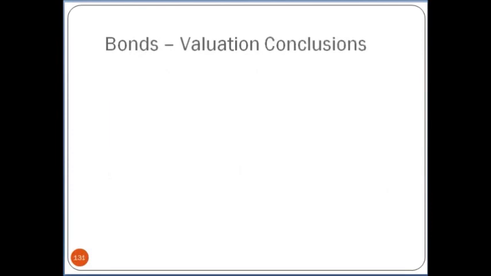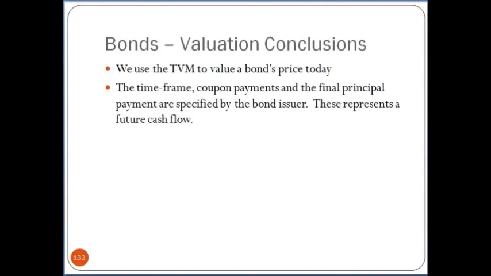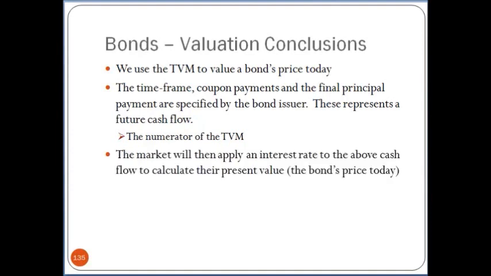All right, some conclusions on bond valuations. So first of all, we use the time value of money to value a bond's price today. I hope that makes sense and you can see how that all works. The time frame, the coupon payments, and the final principal payments are all specified by the bond issuer. These represent the future cash flows from the bonds. Right, this is the numerator of our time value of money analysis. The market, these are the buyers of the bonds, I call it the market. These are the buyers or the bond holders, and they will then apply an interest rate or a discount rate to the above cash flow to calculate what they view as their present value of the bond's price today, what they would be willing to pay for that bond, based on their own analysis.